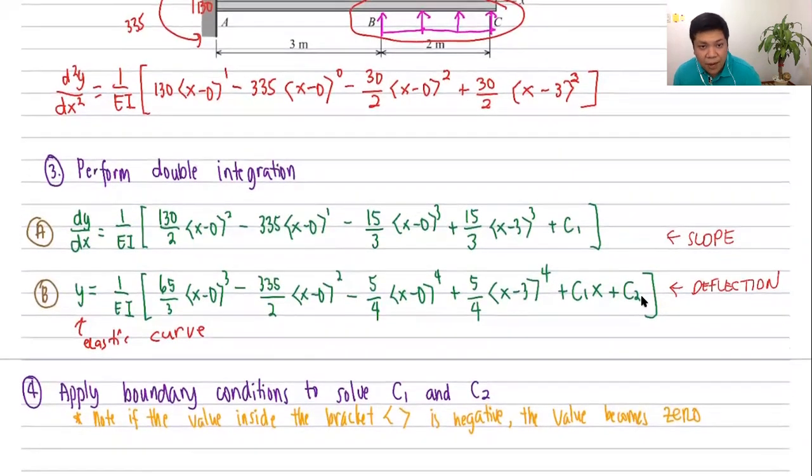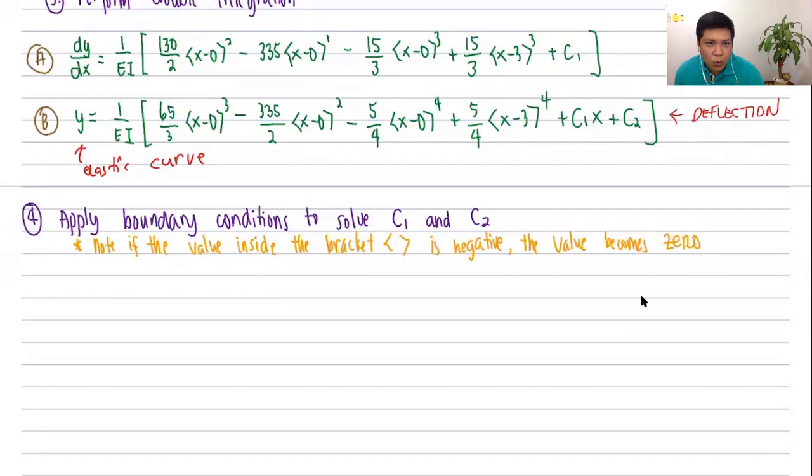Next, I now need to apply my boundary conditions to solve for C1 and C2. Note that if the value inside the bracket is negative, the value becomes 0. So what are the boundary conditions? Again, for boundary conditions, I need to look at the support reaction. Since that's a fixed support, number 1, dy over dx equals 0 at x is equal to 0. Go back to our material for boundary conditions.